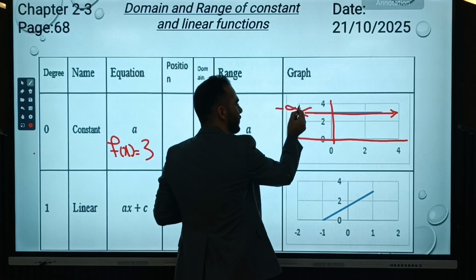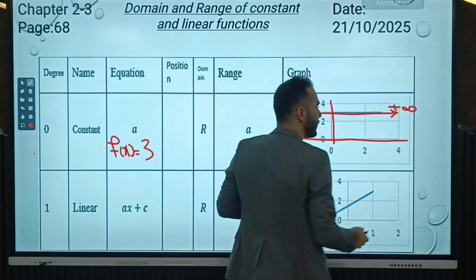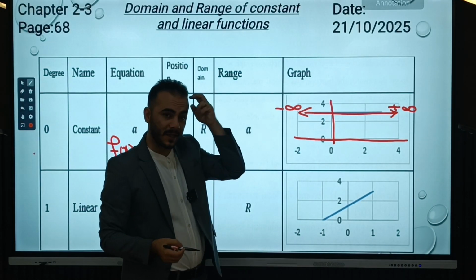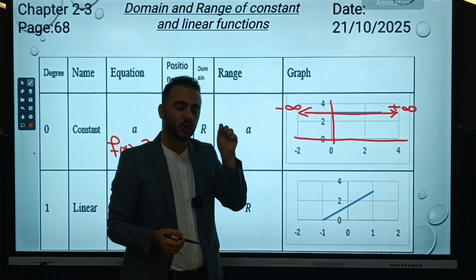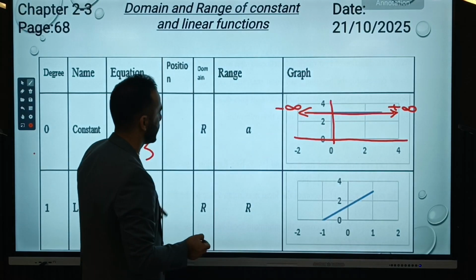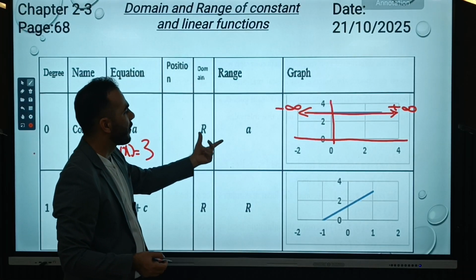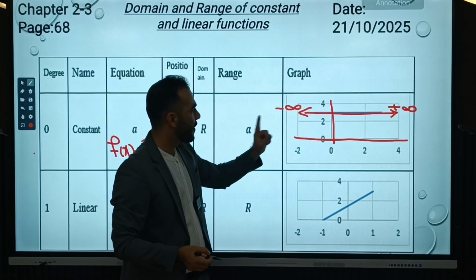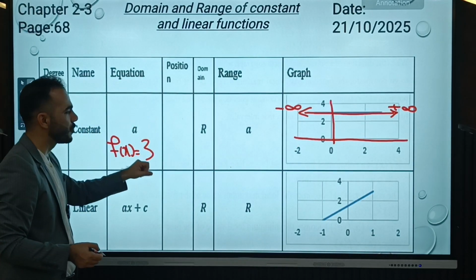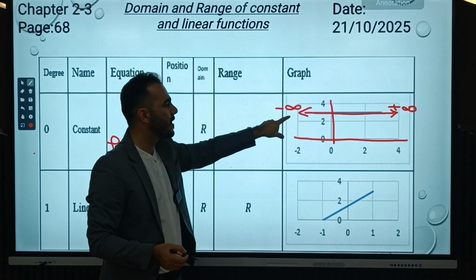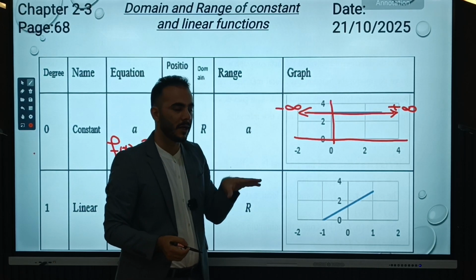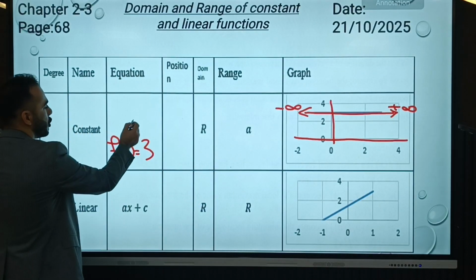Okay? From the lowest x, let's say, to the greatest x. Domain related to x coordinate. Okay? Perfect. X-axis. And how about the range? The range is exactly one number, which is that number that the function equals to. For example, here, f of x equals to 3. So the range would be only that number. Only that number for constant function. Be careful. So right now, for f of x, domain is going to be all the real numbers, and the range would be only 3.